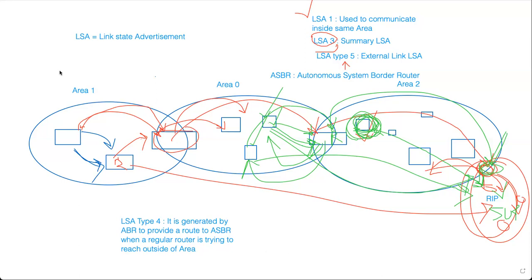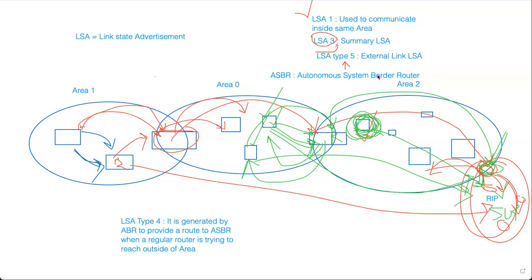I have a doubt. Go ahead. So, as you said in the before example, if there is a router in area 1, and it needs to communicate to the router in RIP protocol, does it have to go through the 2 ABRs and then route to the RIP? Yeah, 2 ABRs. And does that come under type 5 or type 4?